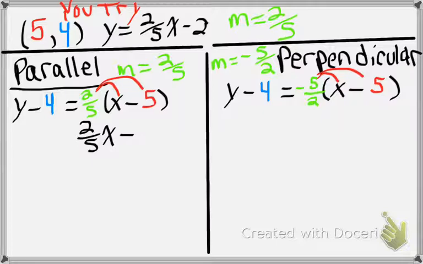2/5 times 5, that's a positive times a negative, so it's a negative, so that's why I put the minus sign there. So now 2/5 times 5, well remember that's really 5 over 1, so that's 2 up top times 5 up top. So that's going to give us 10 over 5. Well, 10 over 5 simplifies down to 2.